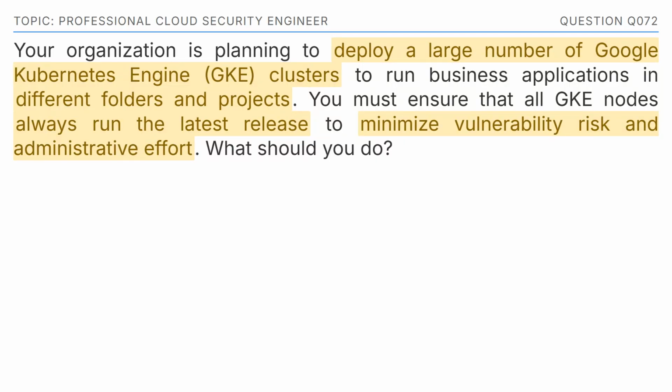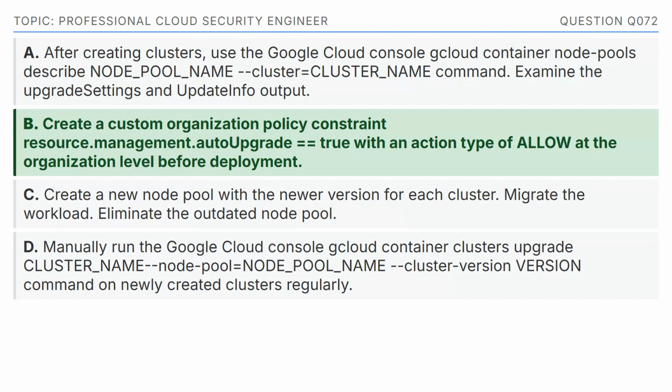To arrive at the correct answer, we focus on the keywords: deploy a large number of Google Kubernetes Engine (GKE) clusters, different folders and projects, always run the latest release, minimize vulnerability risk and administrative effort. The correct answer is option B, create a custom organization policy constraint resource.management.auto-upgrade equals true with an action type of allow at the organization level before deployment.